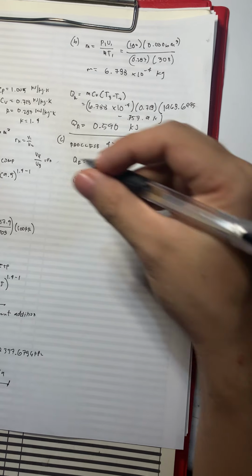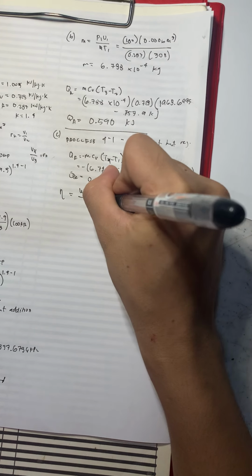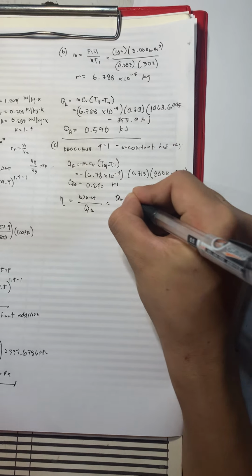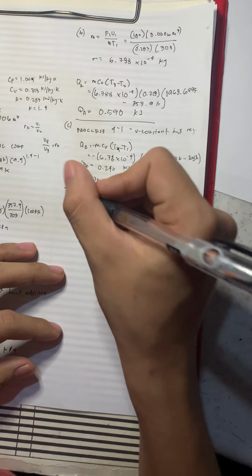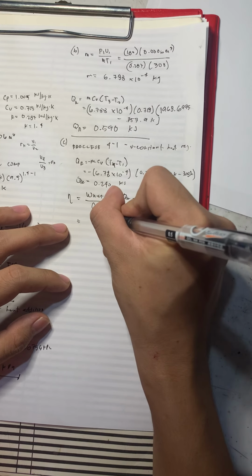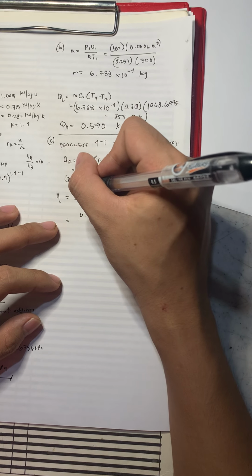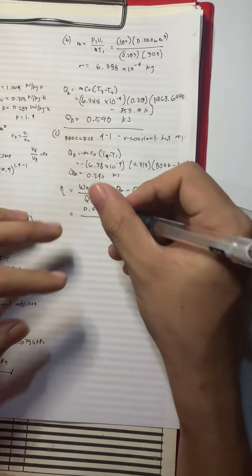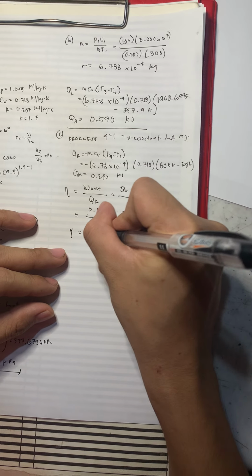Then in efficiency, work net over QA, but work net is also QA minus QR, over QA, equals 0.590 minus 0.240 over QA 0.590. Efficiency is 59.4%.